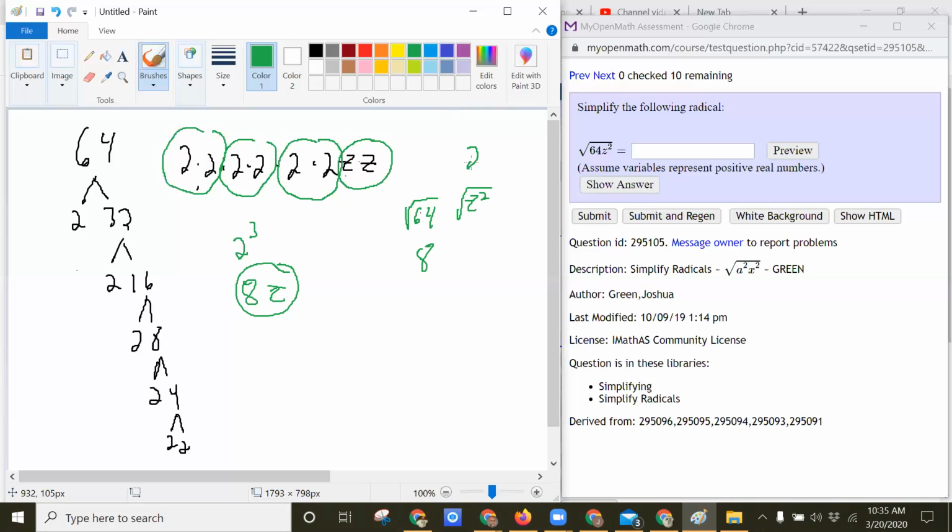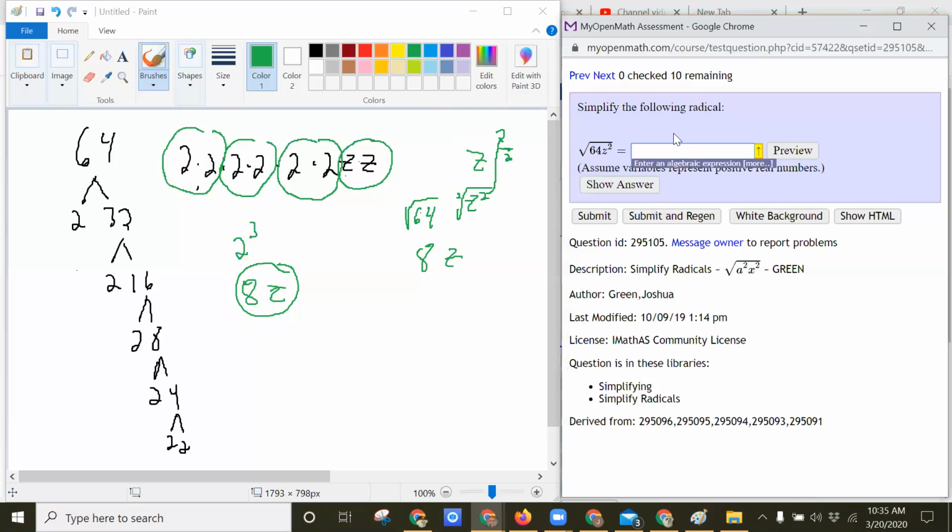Well, if you think of this as, let me undo that, if we think of that as z raised to the second, that exponent is the exponent here, divided by 2, because the radical index is 2. 2 divided by 2 is 1, so that means there's just a single z. So either way works. Notice we got the same answer.